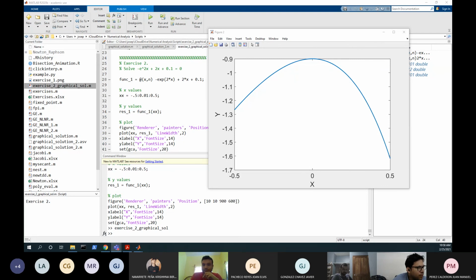No, the first one was actually the infographic. The second one is the polynomial evaluation, and the third one is this one, the graphical solution. You're right. I'm sorry about it. I forgot that one. Entonces esta sería la tercera.